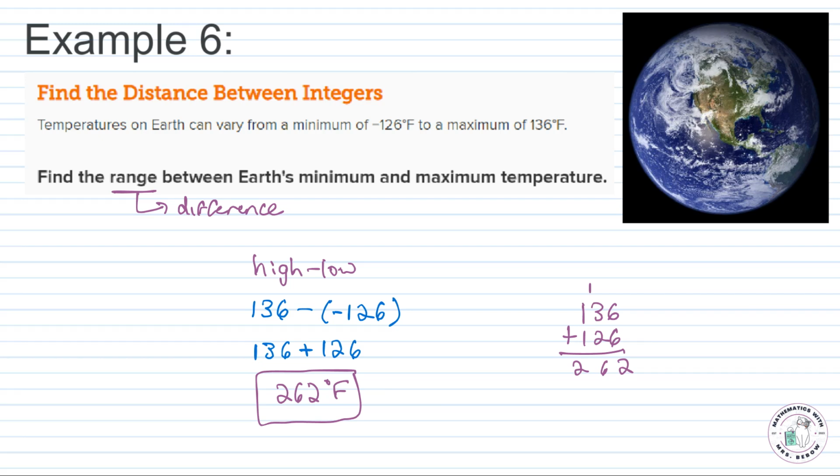So that's going to be it for this video on finding the distance between integers. Make sure you check out the third video in the subtracting integers video series. That one is going to go through a couple of story problems.